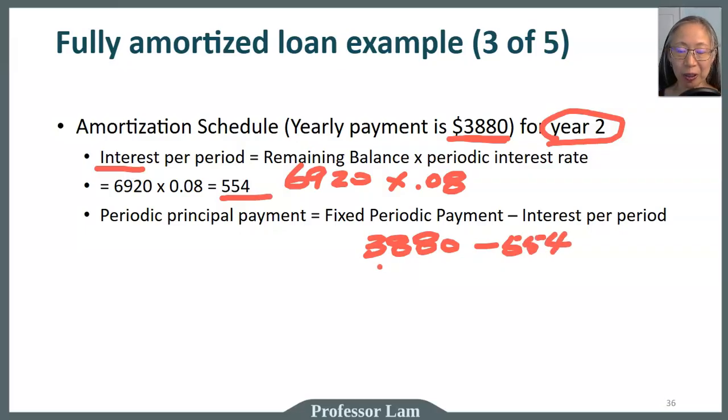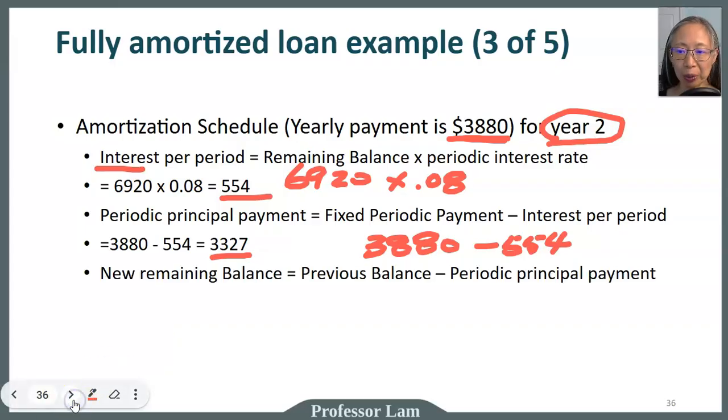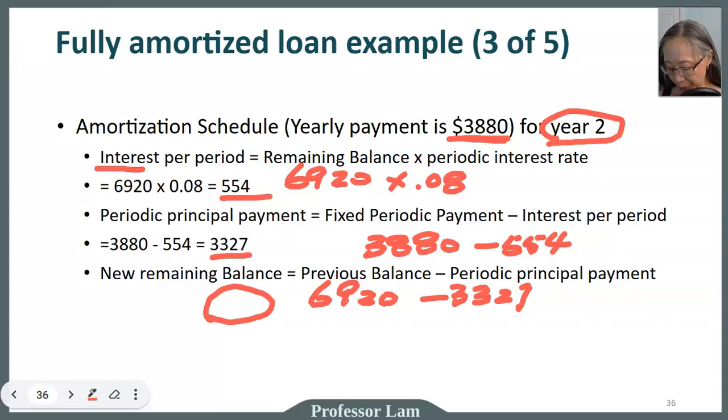Once again, pause the video if you need to and figure out what the difference is. The principal portion difference is $3,326. And this is the amount that will be used to reduce our balance. Now remember, our balance from year 1 was $6,920. And now we're going to pay down another $3,327. Our new balance at the end of year 2 is $3,593.